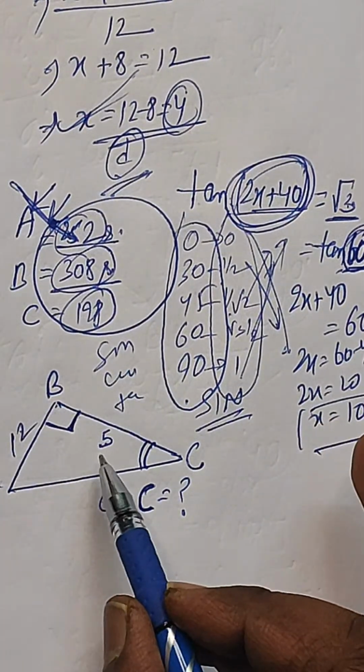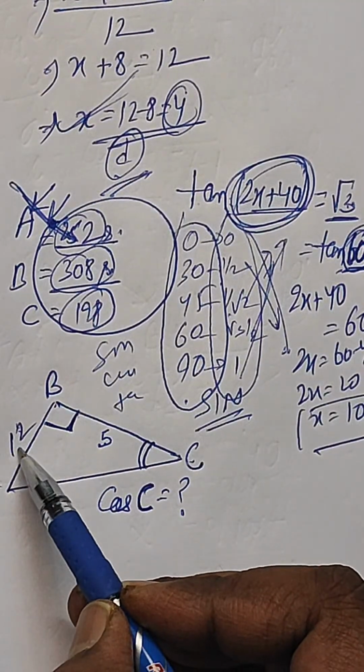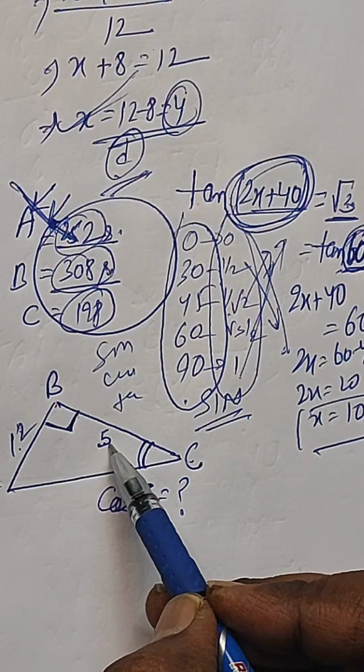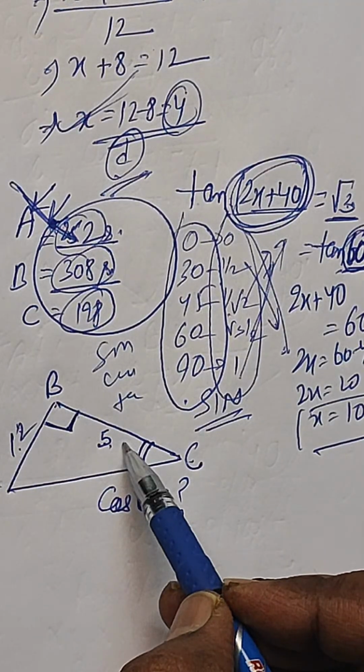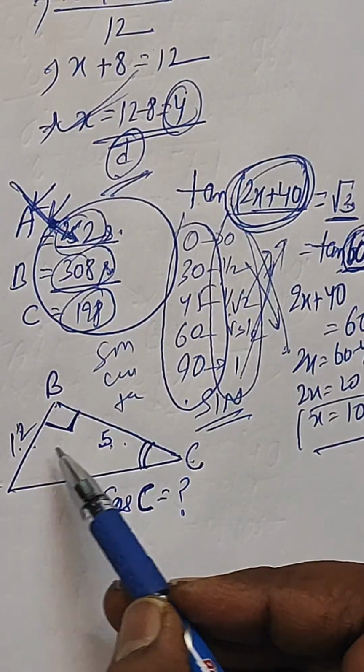Just use the Pythagoras theorem to calculate the hypotenuse over here. 12 square is 144 and 5 square is 25, and adding it, it will be 169. Your answer is Abhishek, 5 by 13. Let us quickly check it.